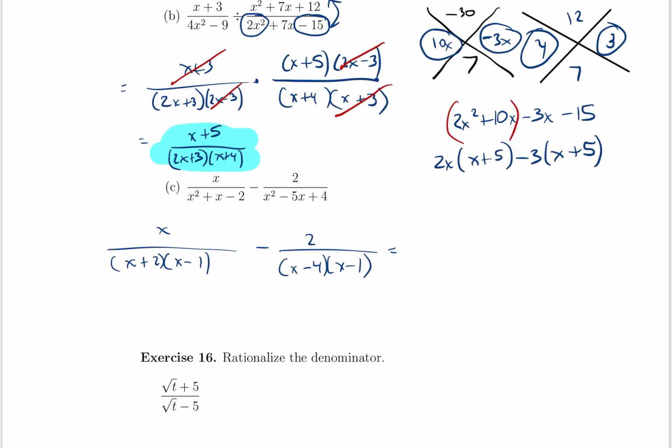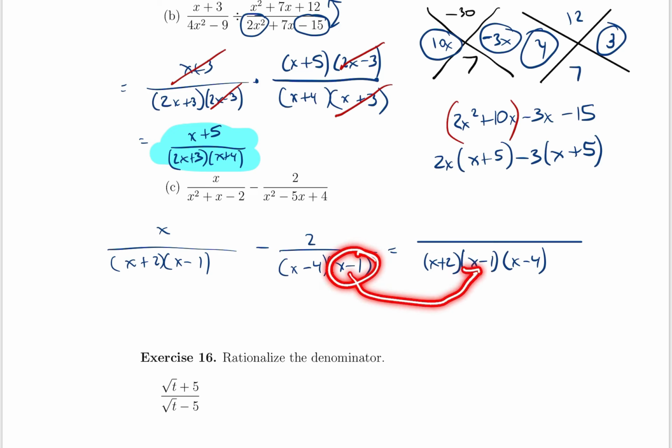The LCD is you need every single factor represented in your lowest common denominator. And you do not need to duplicate this factor. So as long as you have all the factors that are represented in the denominator, you should be good. So you need x plus 2 in your denominator. You need x minus 1. Then you jump over here and notice that you also need x minus 4. And you do not need this one because you already have it. So you don't have to write it again.